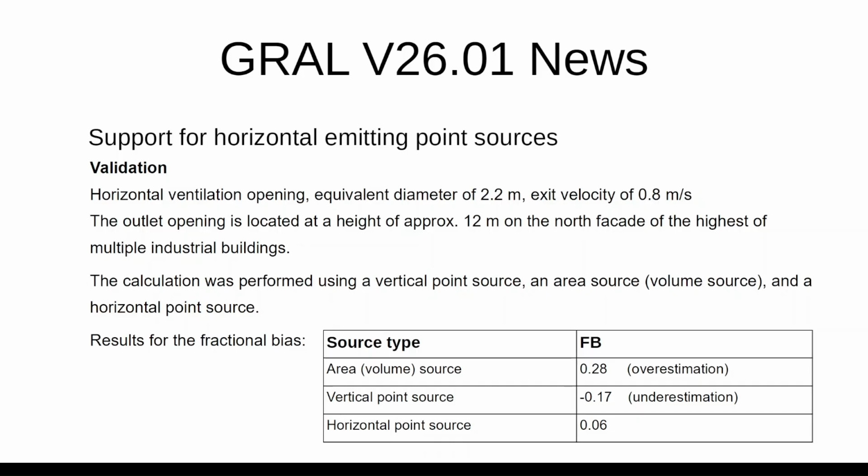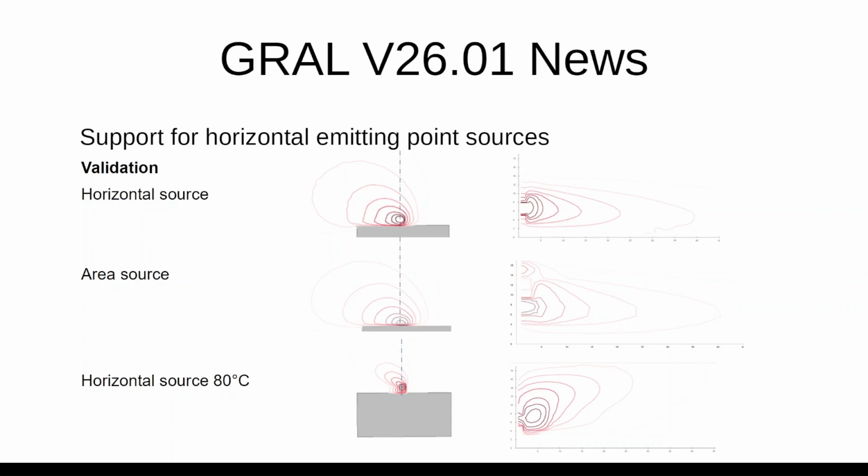The results show an overestimation when using an area or volume source, an underestimation when using a vertical point source, and almost best fitting results with the horizontal point source. The next validation dataset is a plausibility check for a horizontal source, an area source, and a horizontal source with an exit temperature of 80 degrees.